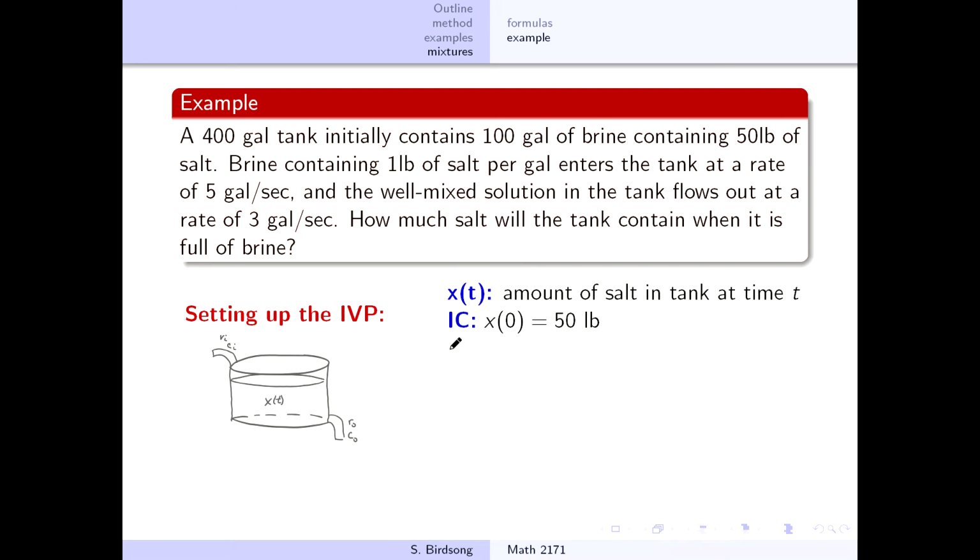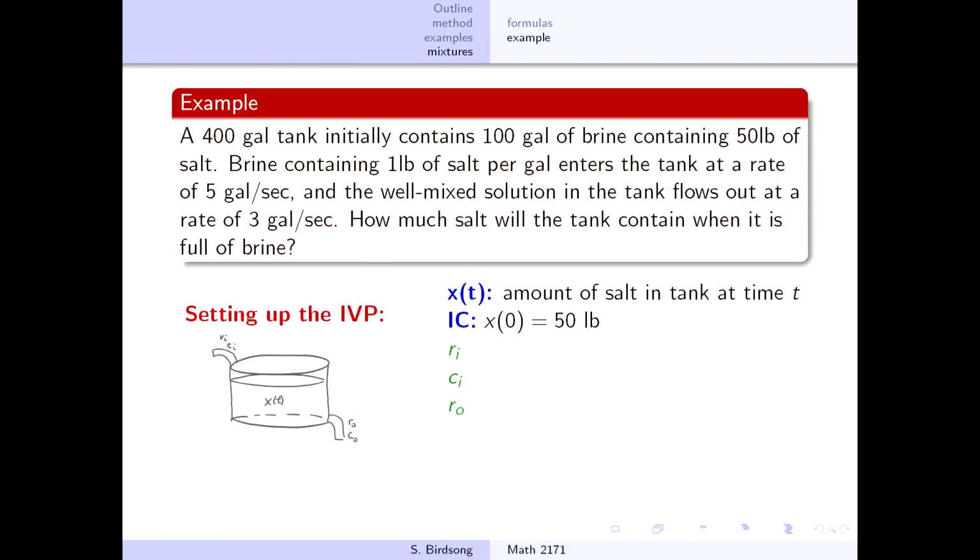In terms of initial conditions, we're told that initially we've got 100 gallons of brine, and those 100 gallons of brine have 50 pounds of salt. Remember, brine in here, our solute is going to be salt. So at the initial time, we've got the 50 pounds of salt. Okay. We've also got a 400-gallon tank, but that's really going to be our end point.